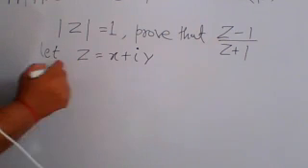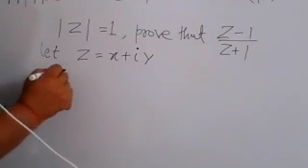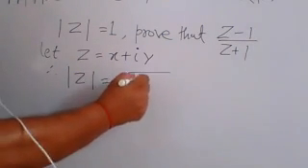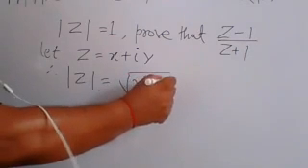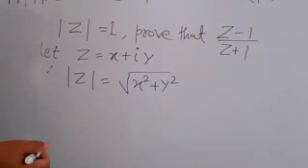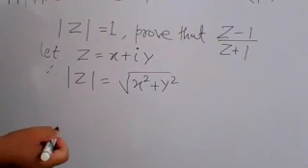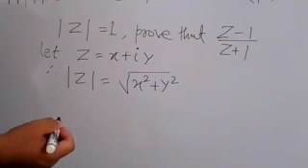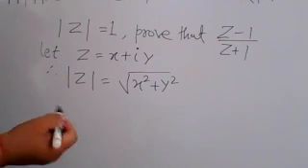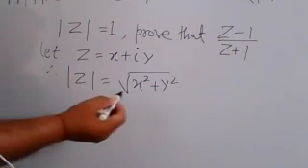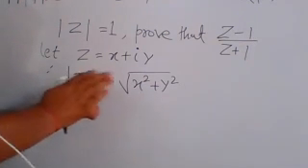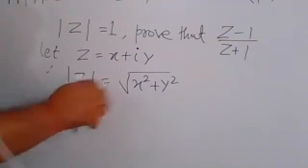Understand? And mod of Z. The value of mod of Z is equal to under root x square plus y square. You know about that result? The mod of Z is the square root of the square of the real part of Z plus the square of the imaginary part of Z. That's why here you write x square plus y square. So that gives the relation between Z and mod of Z.